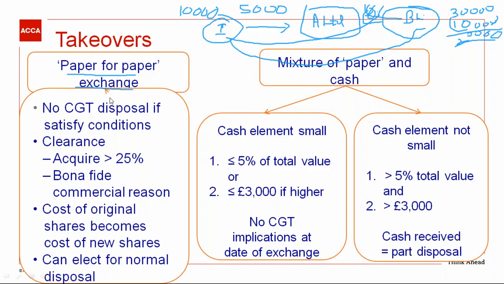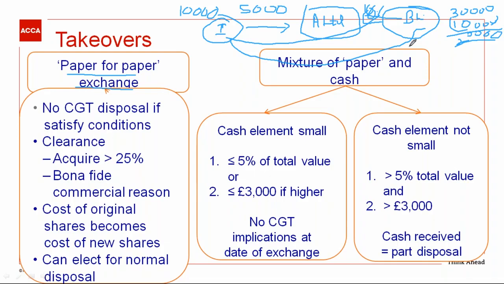That's a situation called a share for share exchange, or paper for paper exchange, where the individual has now received shares in B Limited instead of the shares that he had in A Limited. Earlier, he had 5,000 shares in A Limited. After the takeover, now he has shares in B Limited. Share for share exchange.